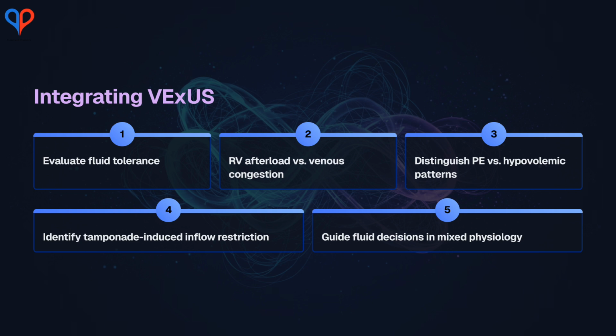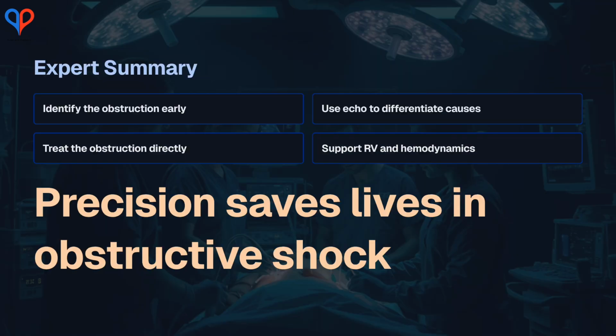RV failure, tamponade, and PE show distinct congestion patterns. When used correctly, it prevents harmful fluid administration. Obstructive shock demands rapid recognition and immediate action. Echo is the central diagnostic tool. Treating the obstruction directly and supporting hemodynamics with precision dramatically improves outcomes.